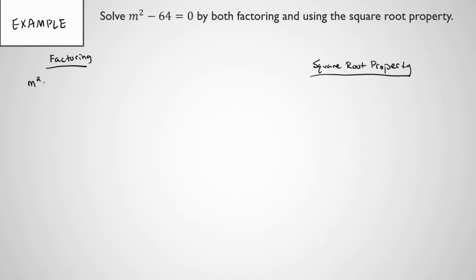So m squared minus 64 equals 0. So this is a difference of two squares. That was one of the special products that we learned about. And that says that if you have something like a squared minus b squared, that's a minus b times a plus b when you factor.